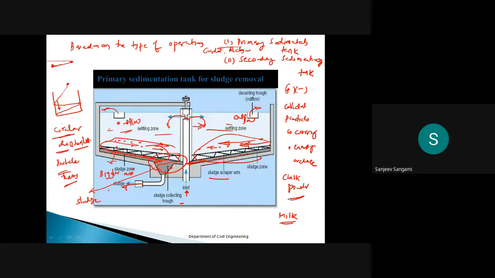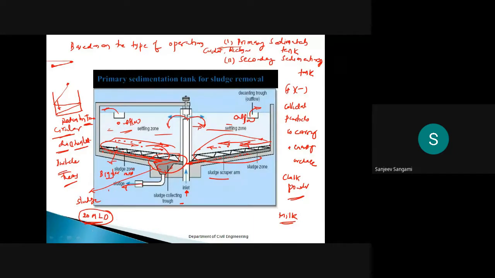Normally the retention time will be given, and the quantity of flow will also be given, in million liters per day. Like, design a primary sedimentation tank for 20 MLD capacity, the question will be given like that. So you have to assume all the values, like what the retention time will be and what the diameter will be. You have to assume some systematic values and proceed.